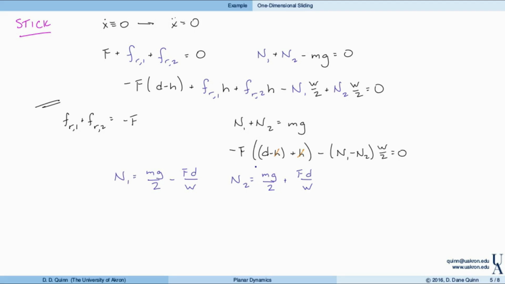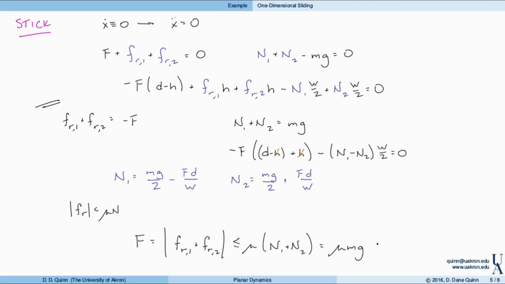Moreover, we still have our inequality from the friction forces. And that inequality, for each individual friction force, was that the absolute value of the friction force was less than or equal to mu N. So now I will use this together with my expression for the friction force to show that F is equal to the absolute value of Fr1 plus Fr2, which has to be less than or equal to mu times N1 plus N2. So now, if I add these two expressions for the normal loads together, this is simply mu mg. So from this, we see that the applied load, F, has to be less than or equal to mu mg, in order for stick to occur.